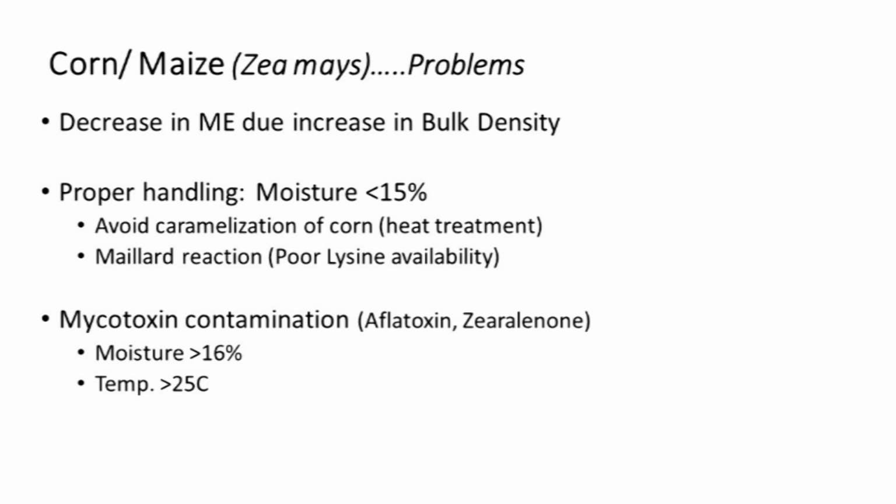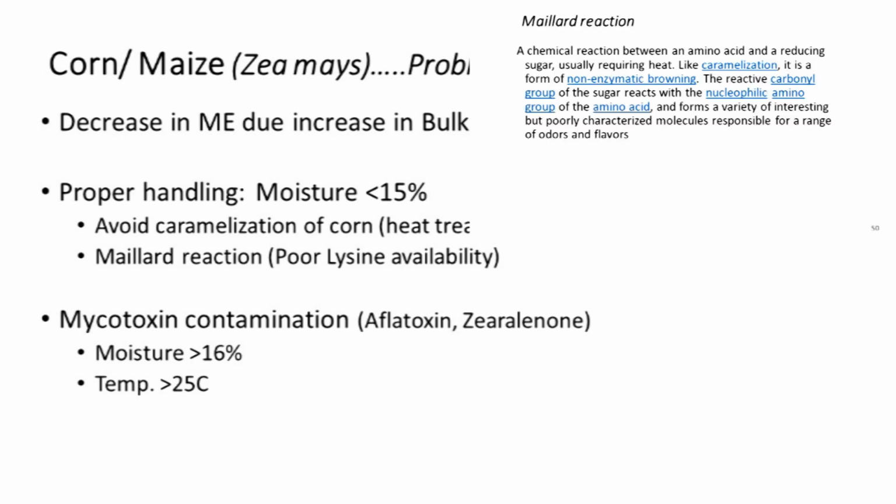So for proper storage and to avoid this Maillard reaction, the moisture content of grain should be less than 15%. That will avoid caramelization of the corn. I have mentioned they get heated, and this also reduces the chances of Maillard reaction. The second is when moisture is high, the chances of mycotoxin contamination are there.